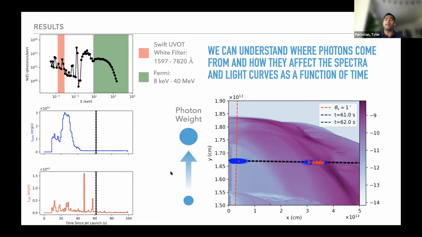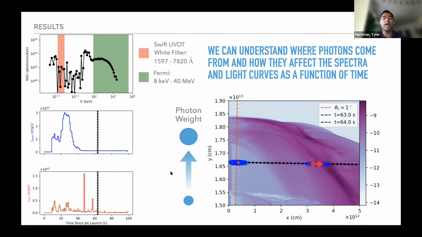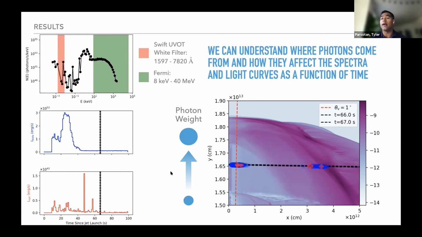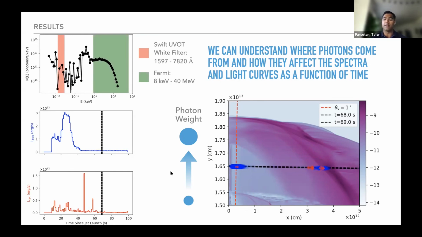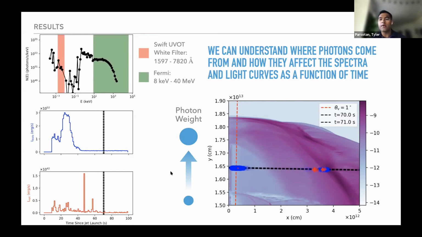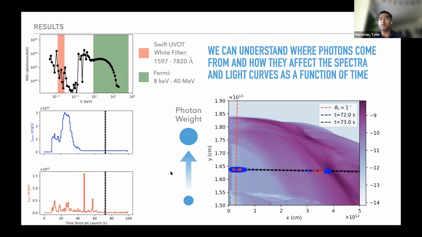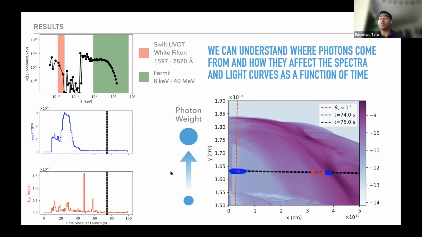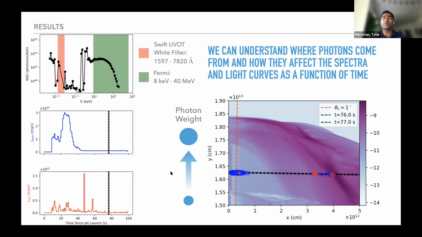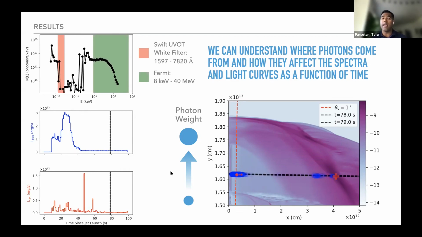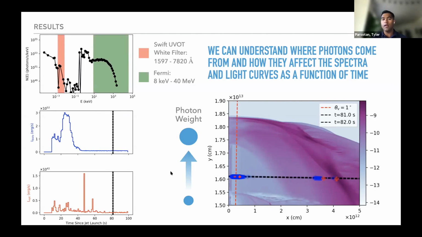These are the photons being Doppler shifted or Lorentz boosted into higher energies that the observer sees. So what we're able to do here is take these mock observables and relate them to the structure of the gamma ray burst jet, which is an extremely powerful feature of the ICRANet code.